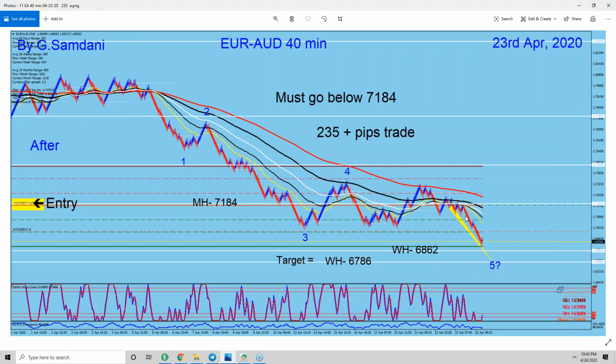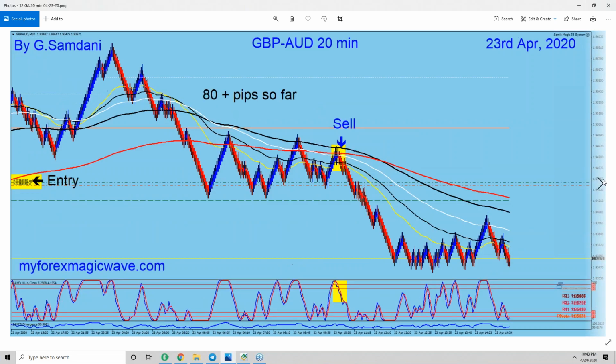And this is what happened to this chart, all the way down to the S3 that day. Okay, daily pivot S3. So that was for 235 pips here. And the last, no, not the last, this is Pound Aussie, short setup by the book, entry here for 80-plus pips on the 23rd.